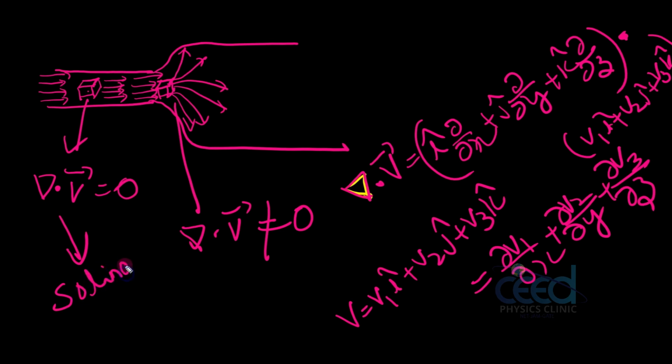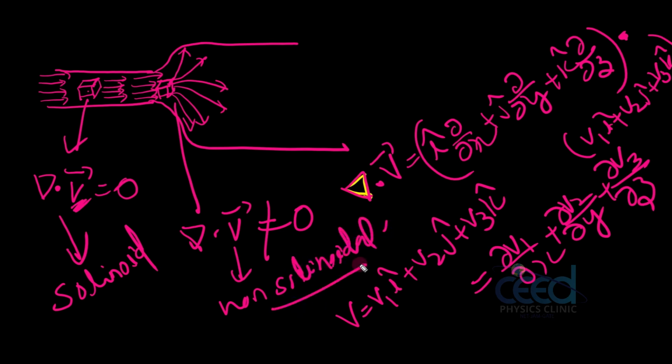Okay, solenoidal. If the field entering must be equal to the field leaving, then there is no divergence, and at that time we can say this vector is solenoidal and this is non-solenoidal. Okay, that is the important thing you have to remember from this.